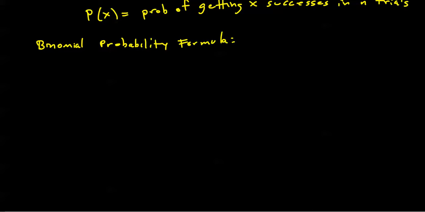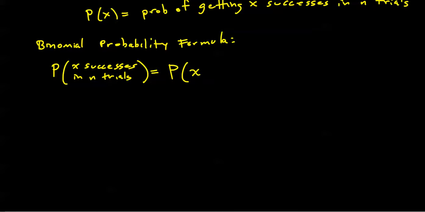Our binomial probability looks like this. Well, the probability of x successes in n trials, again, I'm going to denote that with this shorthand, P(x), or probability of x, equals n choose x, or n combine x, times p to the x power times q to the n minus x power. Okay?